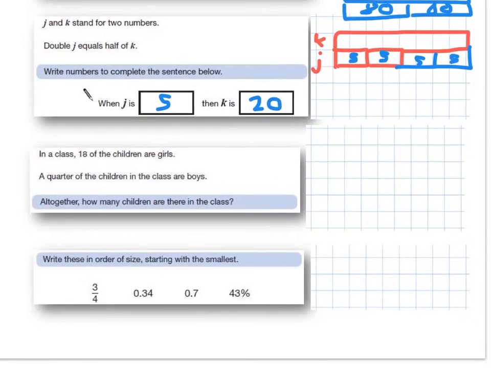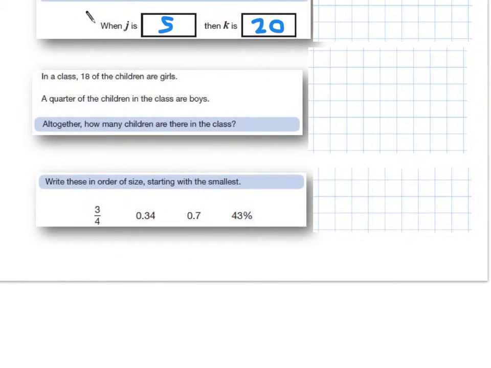So next one we're going to do, in fact there's only 2 left. In a class, 18 of the children are girls, a quarter of them are boys. So straight away we're thinking in quarters, because that's the fraction that we've got in our problem. So I'm going to divide my bar up into quarters. So that's 4 pieces. So we've got our class at the top, and we've got our quarters underneath.